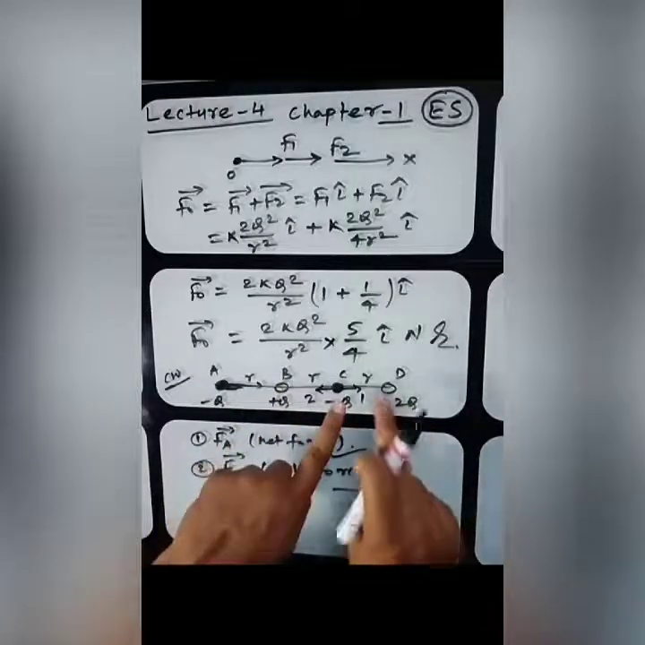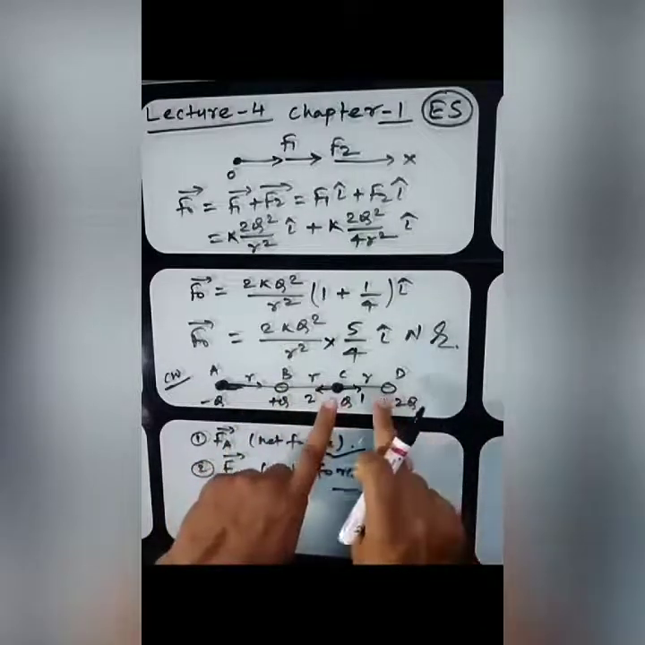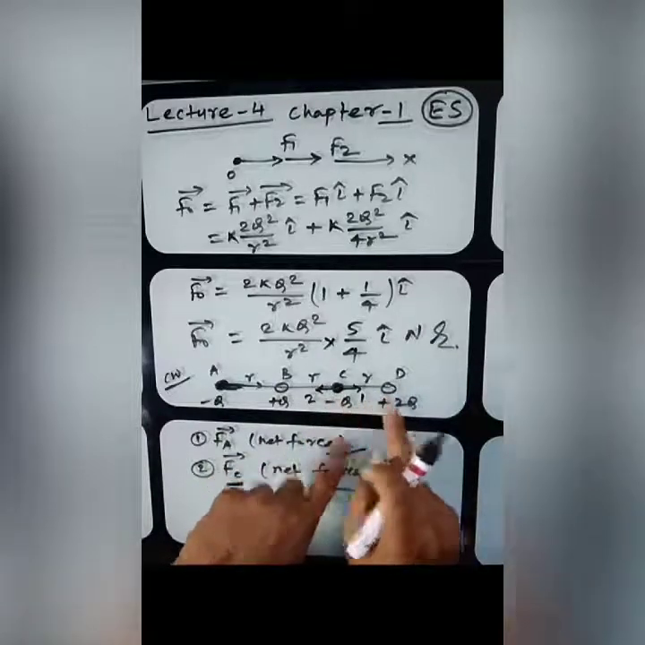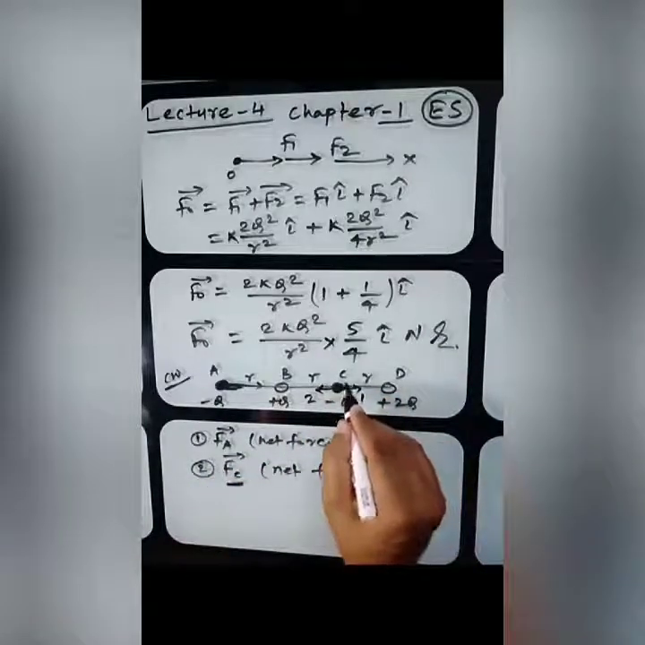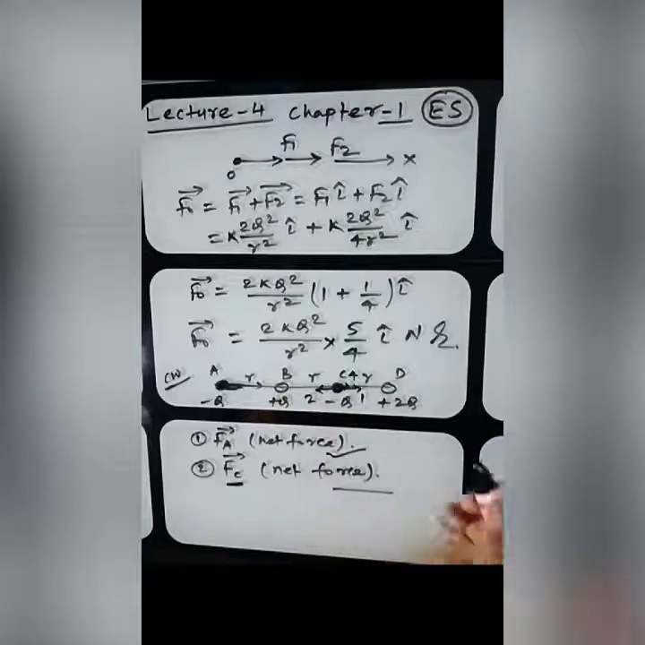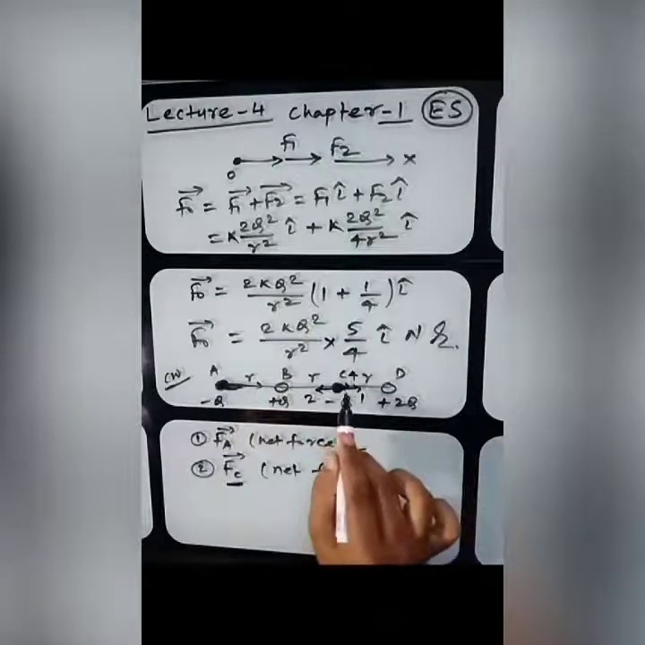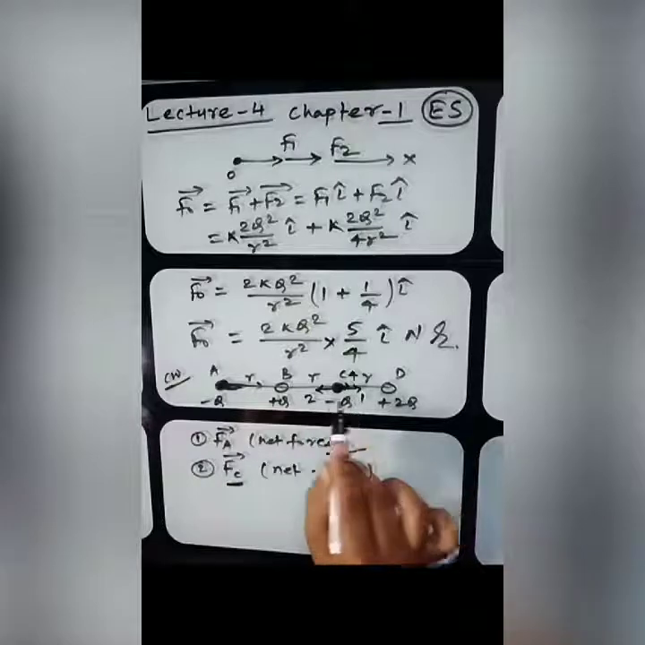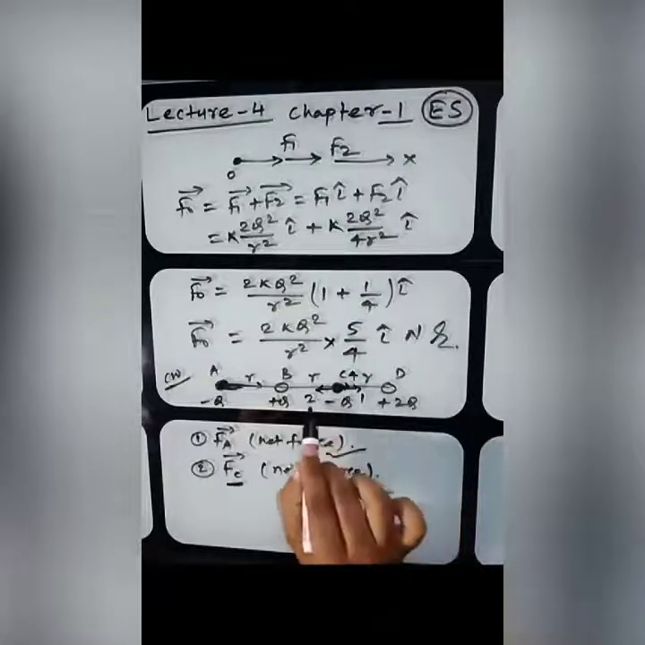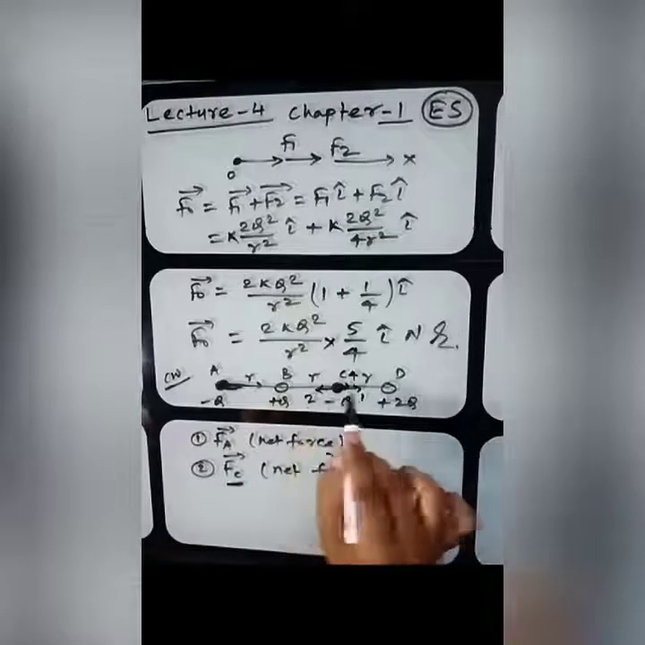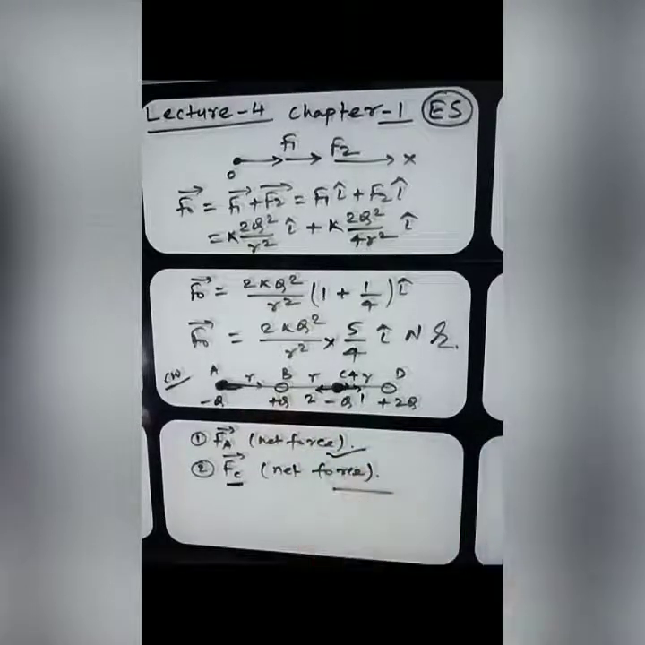Now between C and D, this is minus and this is plus. So it will attract towards D. And this is the fourth force. I hope you are able to see. So these two forces will sum up with i cap, and this will be subtracted from these two forces with minus i cap, and the net force you can write. So in this way you can find the answer of this question.